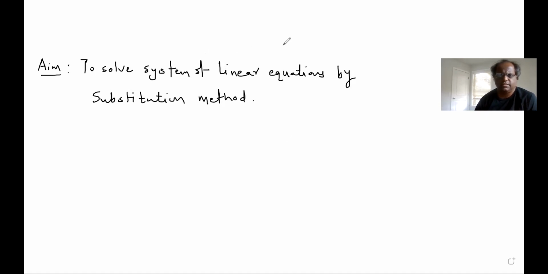So if I say I want to solve the system of linear equations by the substitution method, you have to focus on the keywords here. Substitution method means, literally, the dictionary meaning of substitution is replacing one thing for another. That's the simple English meaning of substitution, which you already know. And since it says a system of linear equations, I must be having more than one equation. Okay. Now I'll give you an example.